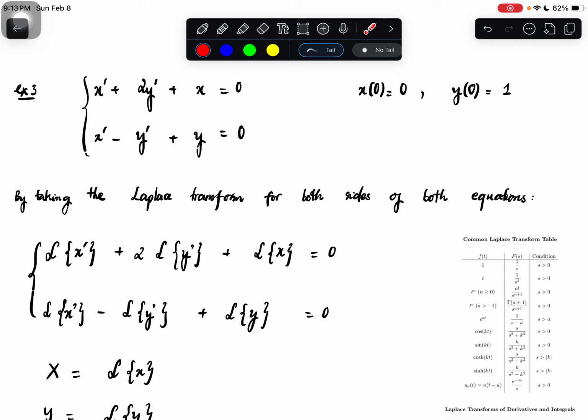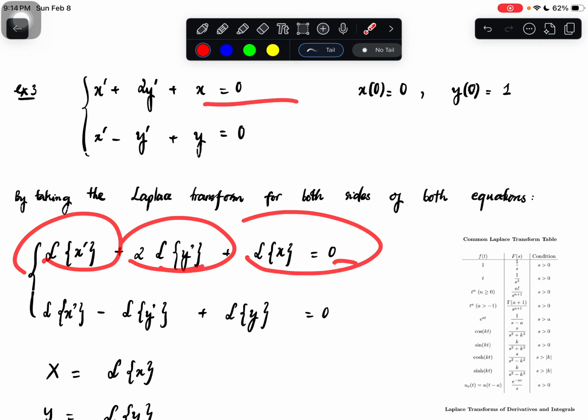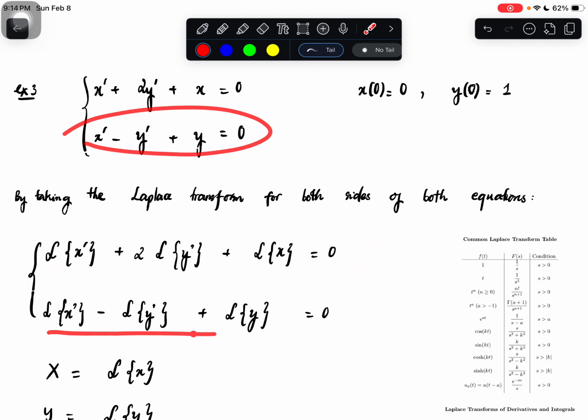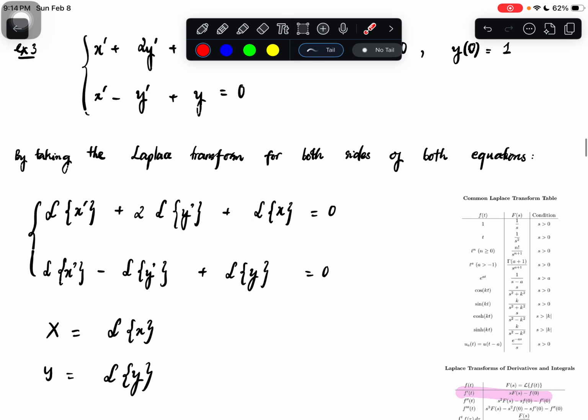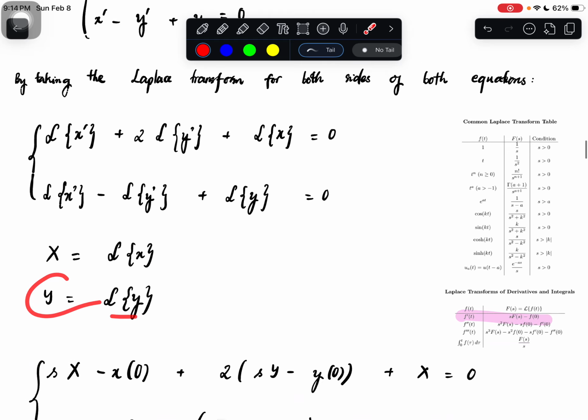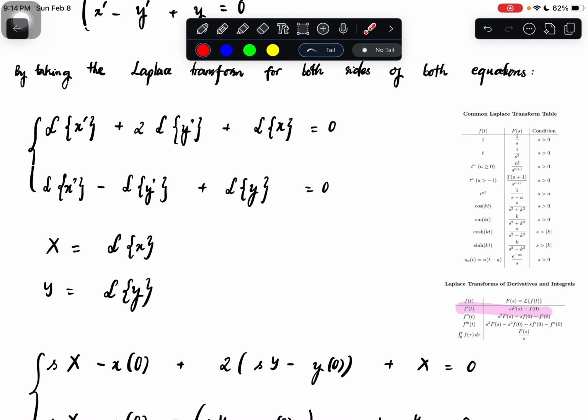We could have the Laplace transform of this one equal to the Laplace transform of 0, which is 0. So the Laplace transform of X prime plus 2 times the Laplace transform of Y prime plus the Laplace transform of X equals 0. Similar for the second equation. And let us denote big X the Laplace transform of X, big Y the Laplace transform of Y, and we use the Laplace transform of a derivative.